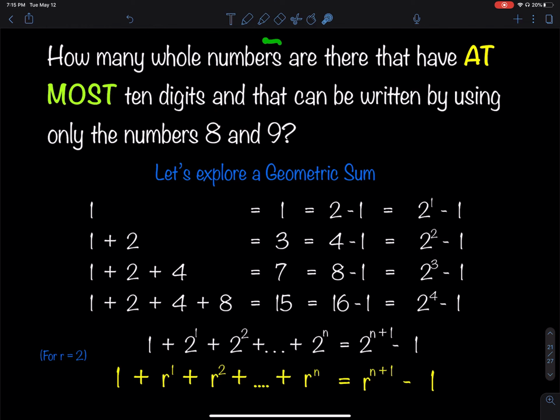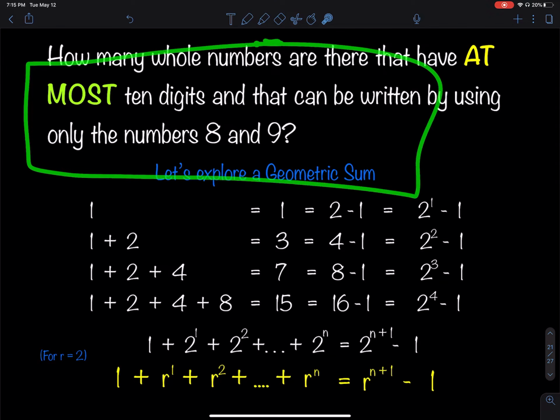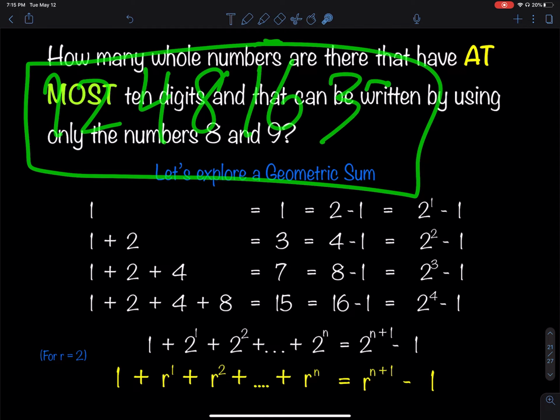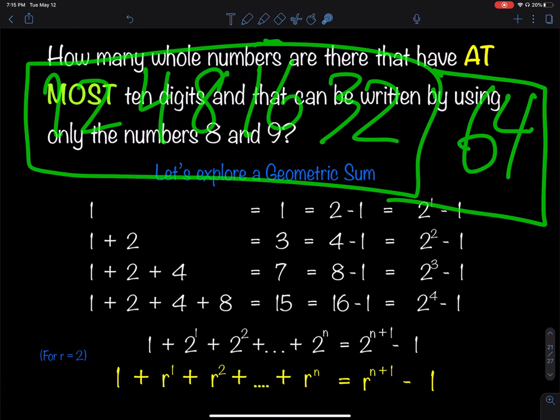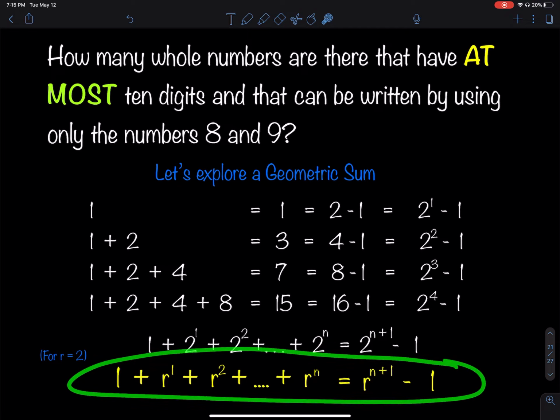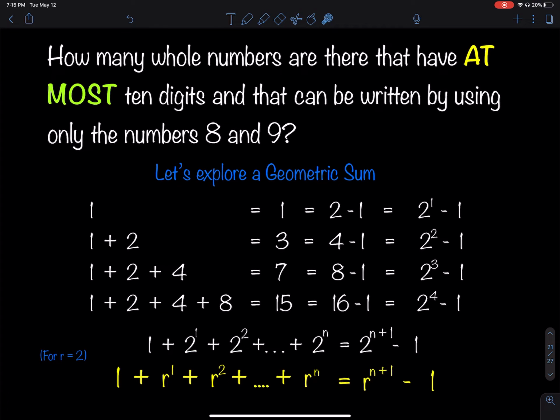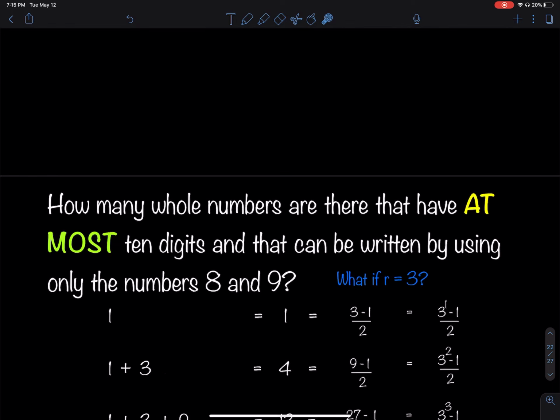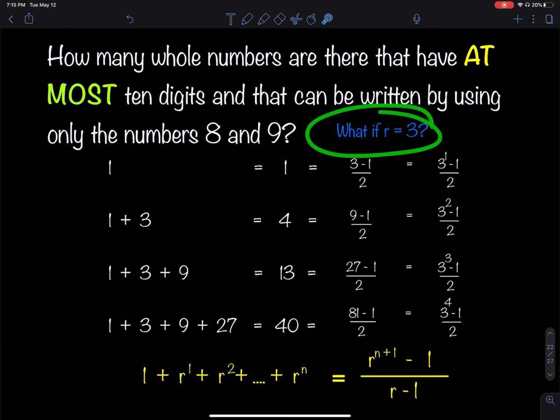So if you add a whole bunch of numbers, 1, 2, 4, 8, 16, 32, that's a lot of numbers to be adding, but guess what? It's always 1 less than the next one in the geometric sum, or in the geometric series. All right, so this is our possible formula for the geometric sum. It's 1 plus r plus r squared all the way to r to the n equals r to the n plus 1 minus 1.